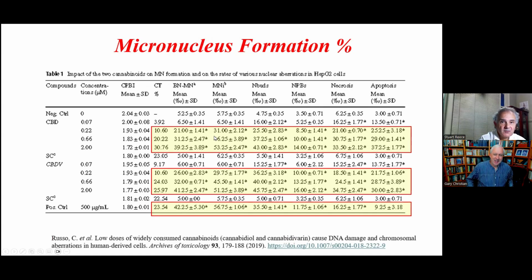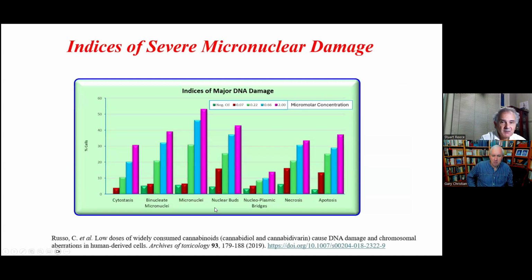And this is the micronucleus formation. And look at this, binucleate, micronucleate and micronucleus. This is 46%, 53%. These are huge numbers. And I was so impressed with it. These are all different major indices of genotoxicity.